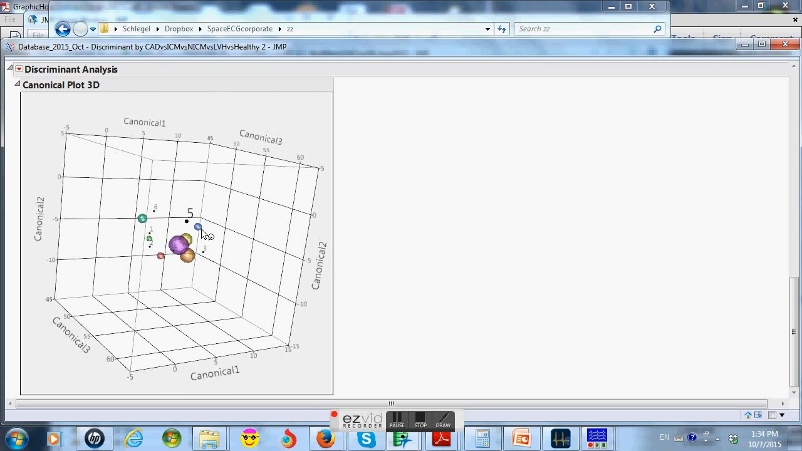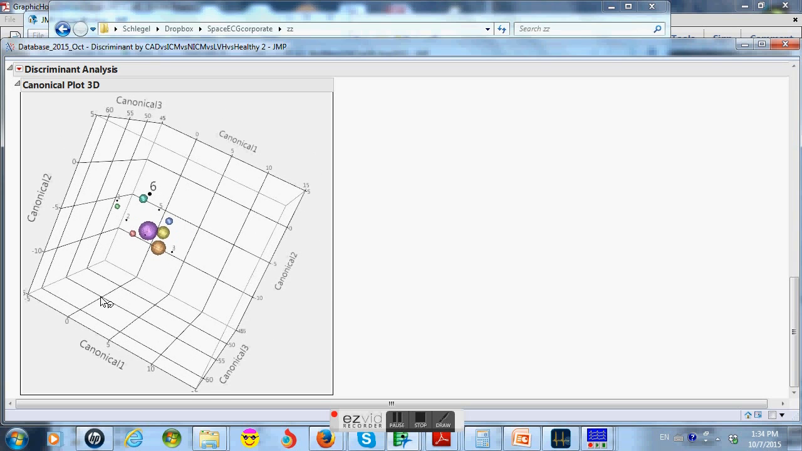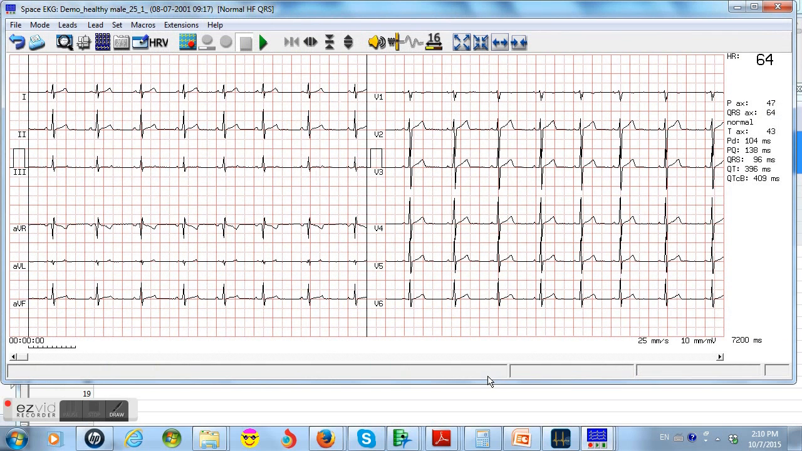Number 5 is orbiting hypertrophic cardiomyopathy. And number 6 is orbiting the ion channelopathy or LQTS circle. You can see how far away that is from the healthy circle. So the three-dimensional gives us a little bit better view. Just again, a recap of the conventional 12-lead ECGs.